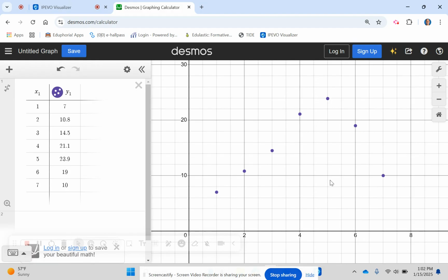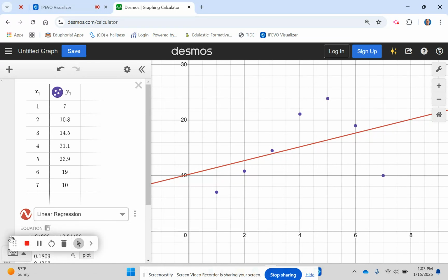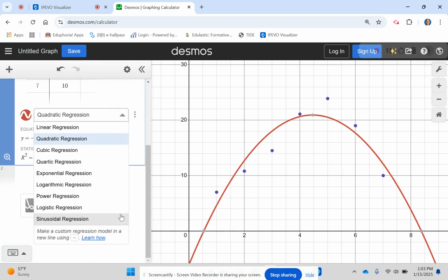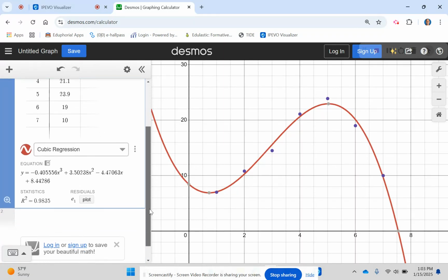All right, so now we're going to do regression. And we're going to, linear doesn't work. Okay, let's try quadratic. Kind of works. And then now let's go to cubic. Cubic looks like it works the best. So we're going to go ahead and write down the equation.